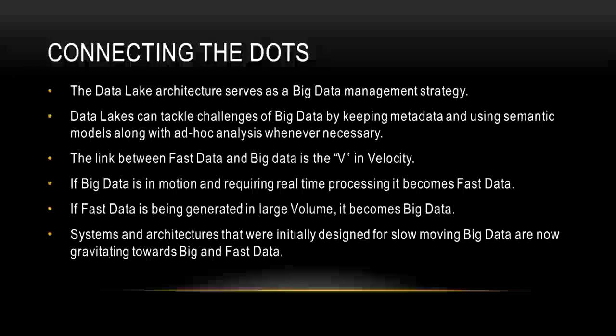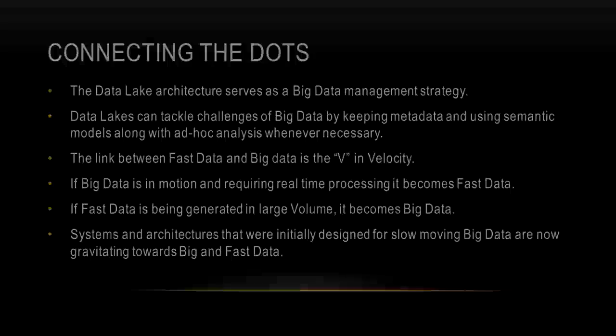Fast data, on the other hand, is on the same wavelength as big data. Their link is the V in velocity. If big data is being generated at a high enough rate and requiring real-time processing, it becomes fast data. If fast data is being generated in a large enough volume, it becomes big data. Systems and architectures that were designed to sustain slow-moving big data are now shifting towards big data and fast data.